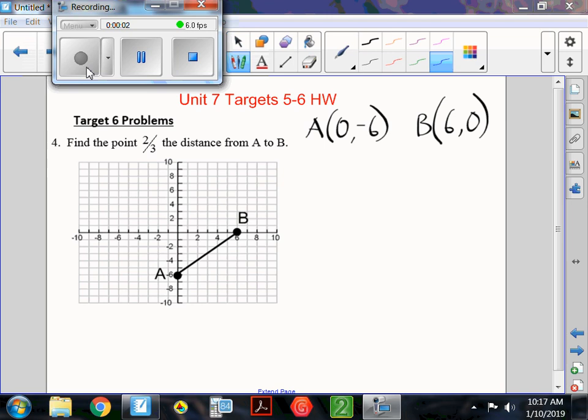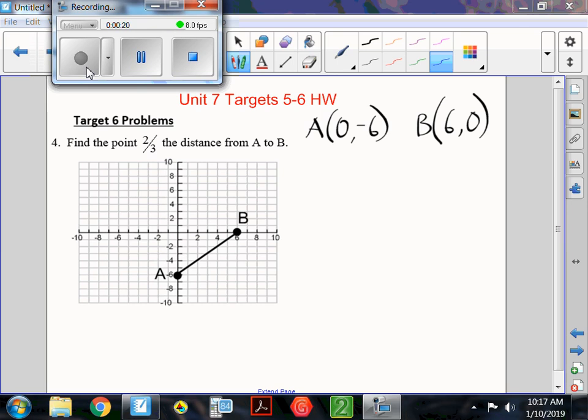Okay, number 4. This is really target 6. And there's 2 ways to do the problem. So this video might be a little bit longer because I'm going to show both ways to do the problem. And so you can watch one or both. You do need to know the way to do it without graphing.